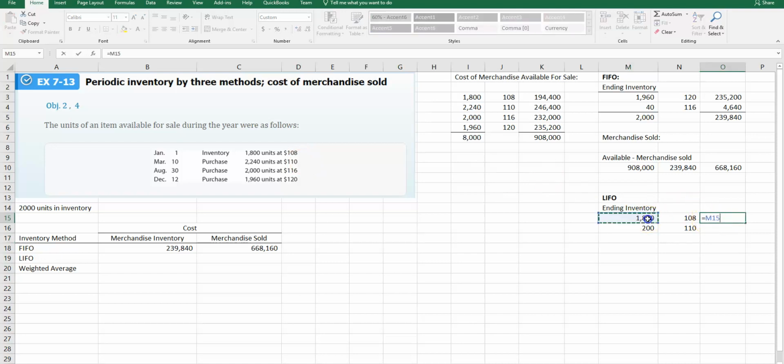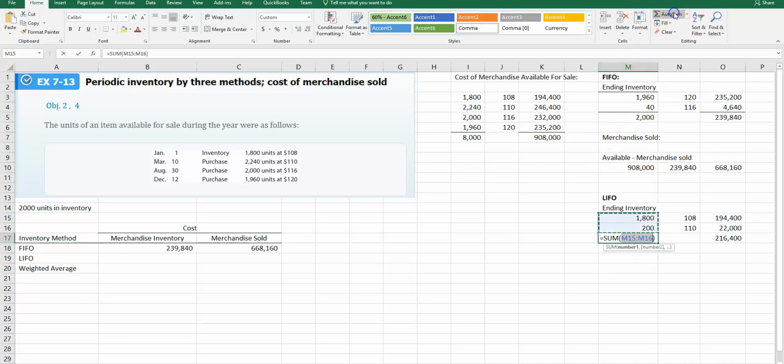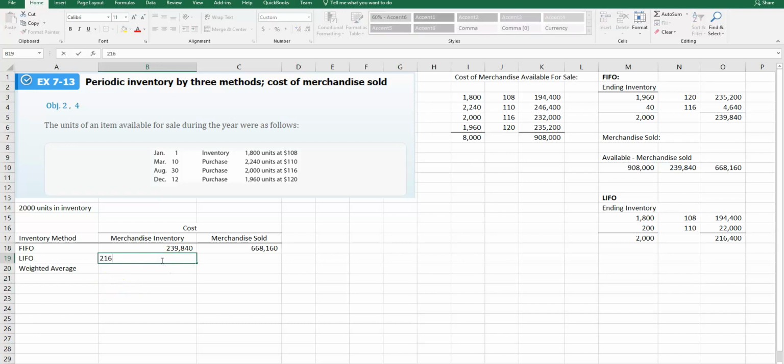So let's do the math on this again. 18,000 times 108 gives us that amount. Let's drag it down a little bit. Okay, we're going to add those two numbers together. And let's go ahead and add these together to show we got the 2,000. And put some borders on this. Okay, so under LIFO, our 2,000 units have an ending inventory value of $216,400. I'm going to go ahead and drop that in here, 216400.